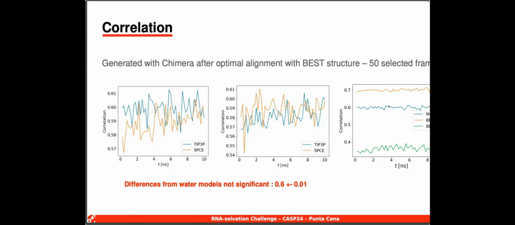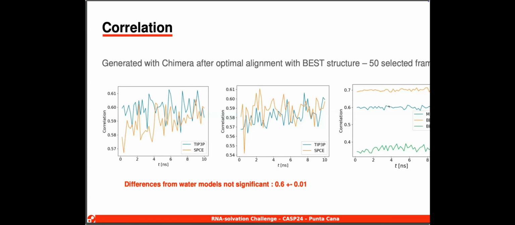And we see that, in fact, for model 1 and model 2, there are very, very small differences in the correlation, which tells us that they are somehow consistent across the different water models. But if we take the best structure and our model 1 and the unrestrained one, which is a complete mess, we can see that there is a substantial difference.